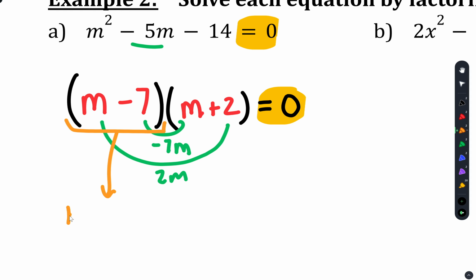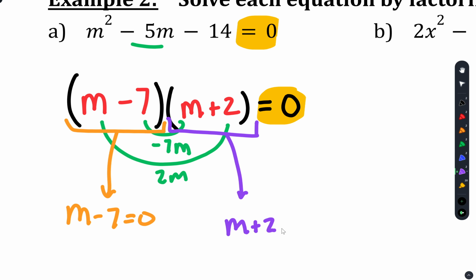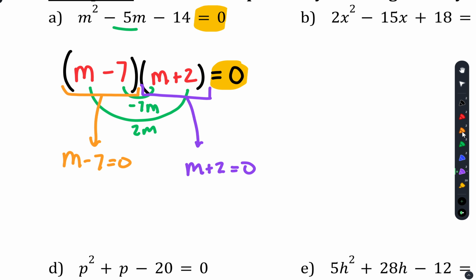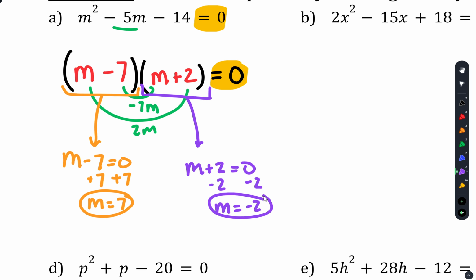So I'll take one piece, and I'll set it equal to 0, and then I'll take the other piece and set that equal to 0. So I have 2 answers. When I add 7 on the left side, I get m equals positive 7. And when I subtract 2 on the right side, I'll get m equals negative 2. Everybody good?